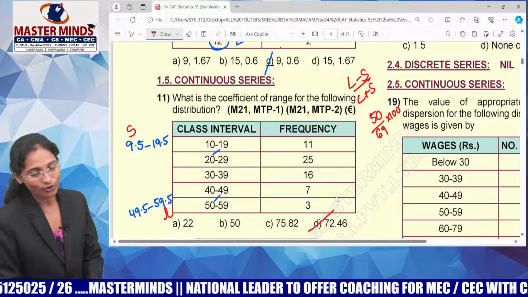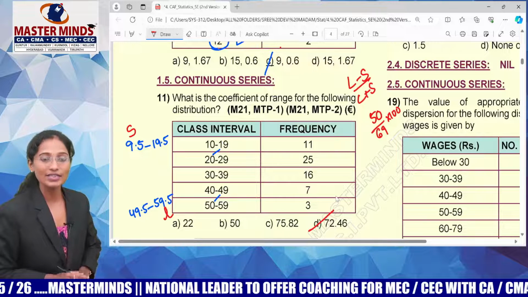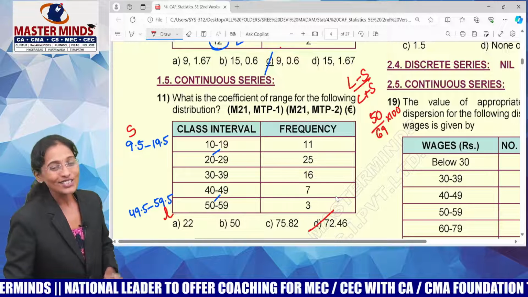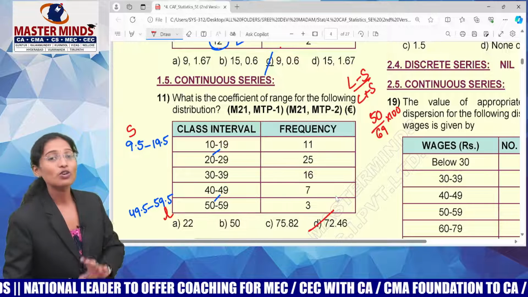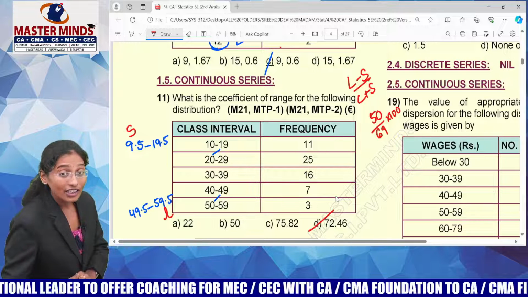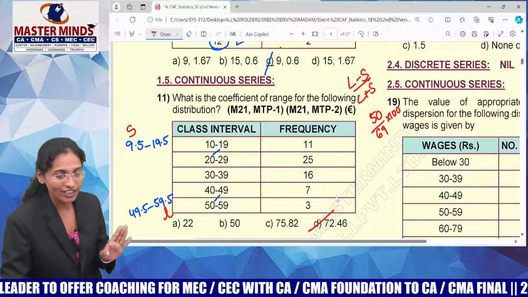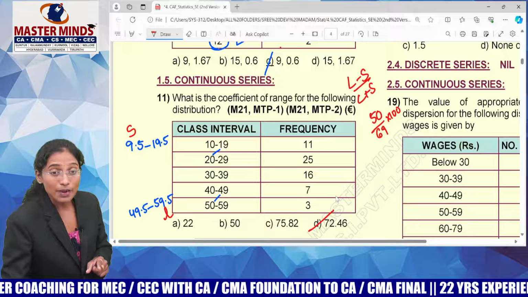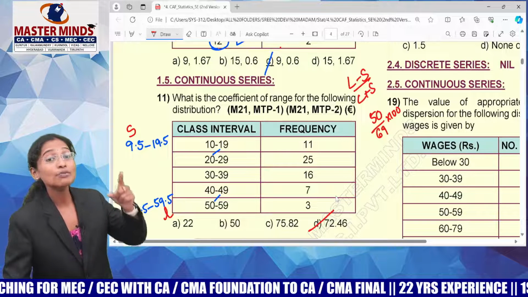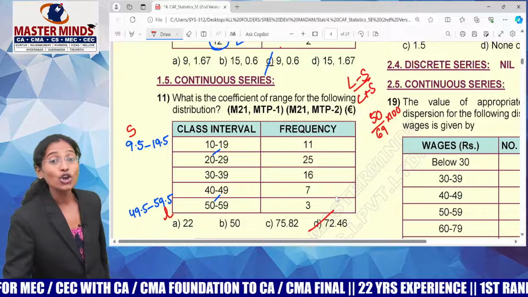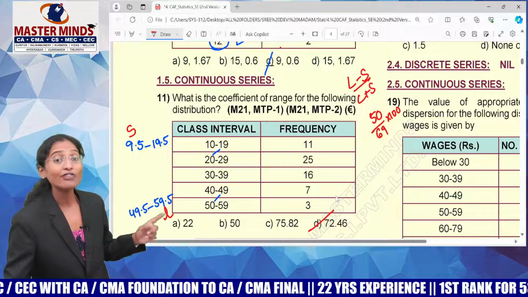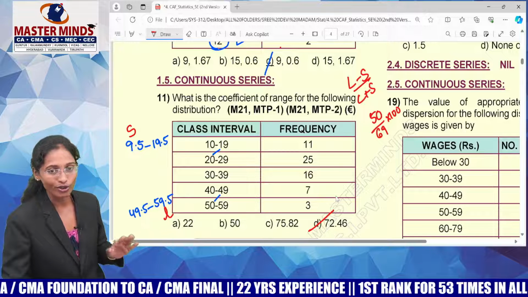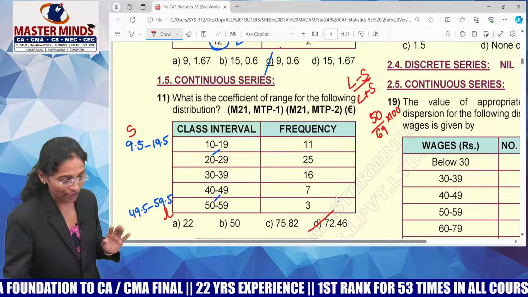Guys, if you don't read the question, most people will keep option B as the correct answer, as they will just calculate the range, and the range is 50 only. So read the question correctly. We have to calculate the coefficient of range, but not the range. What is the formula for range? L minus S. Coefficient of range? L minus S by L plus S. Who is L? Upper class boundary of last class. S is the lower class boundary of first class, after the classes have been arranged in ascending order of magnitude, not in descending order. So that's what you need to understand.